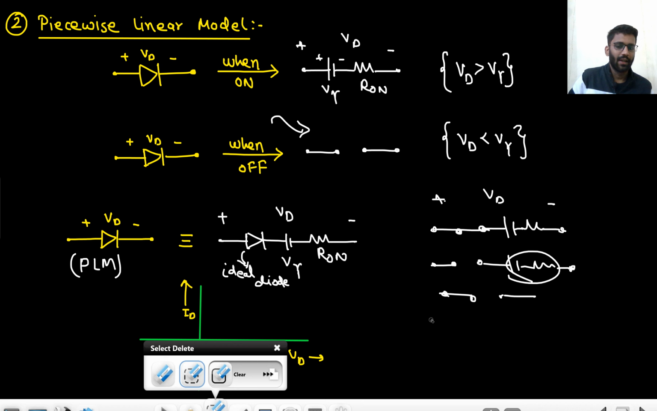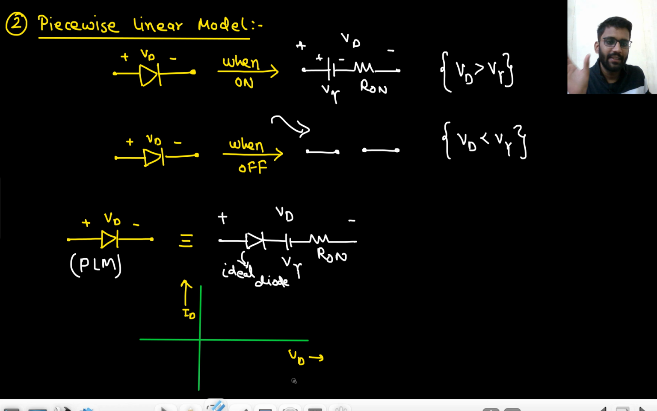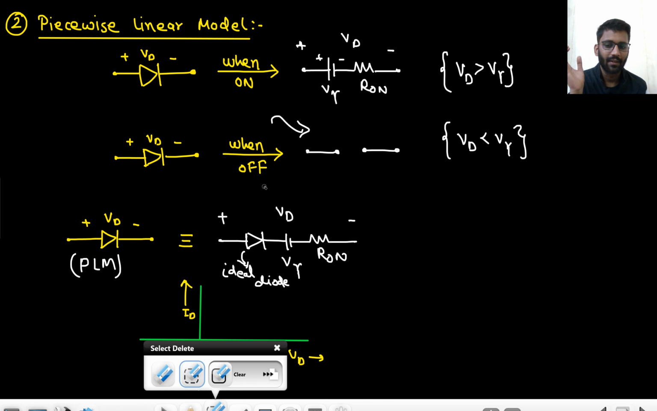I just replaced the piecewise linear model with an ideal diode and a battery and a resistance in series. So when the diode is on, this ideal diode will be simply a short circuit line. So this is what we will get. And when this diode is off, this will be simply an open circuit line, and this is what we will get. Got my point?